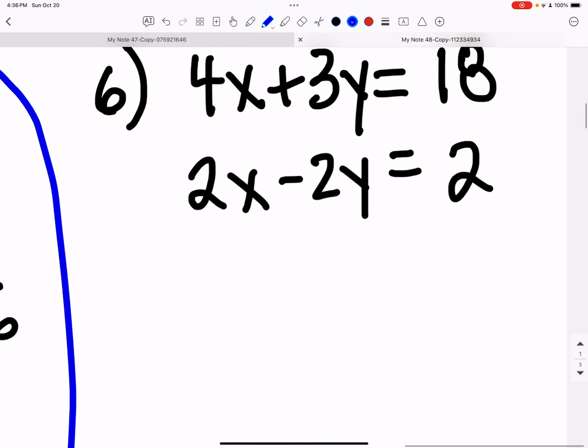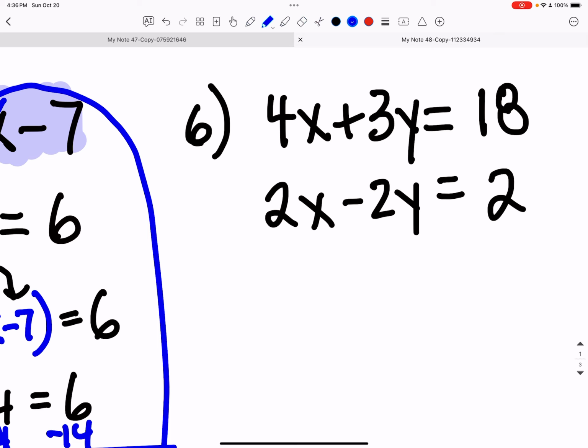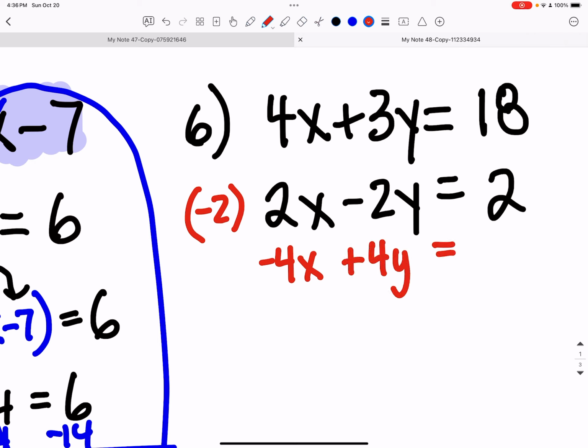Over here, I need 2 of the letters to cancel each other out. I'm going to turn the x's into 4's, but I need one of them to be negative. So I'm going to multiply this one by negative 2. What does that do? It turns positive 2x's into negative 4x's. It turns negative 2y's into positive 4y's because negative switches you. And it turns positive 2 into negative 4.